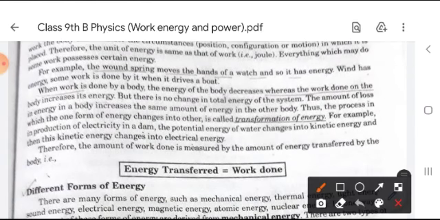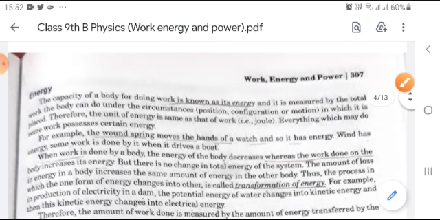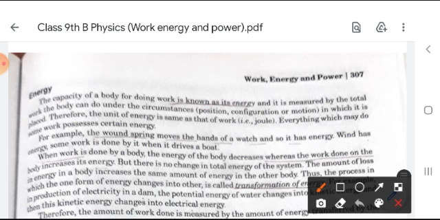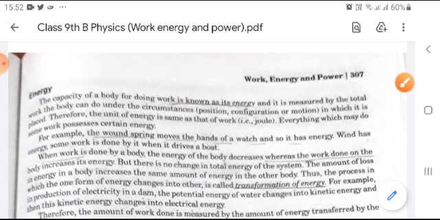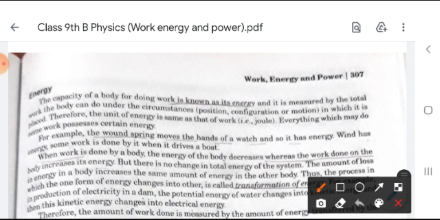Next is energy. The capacity of a body for doing work is known as its energy, and it is measured by the total work the body can do under the circumstances, that is, the position, configuration or motion in which it is placed. For example, a wound spring moves the hands of a watch, and so it has energy. Wind energy does work when it drives a boat, where wind is actually moving air.